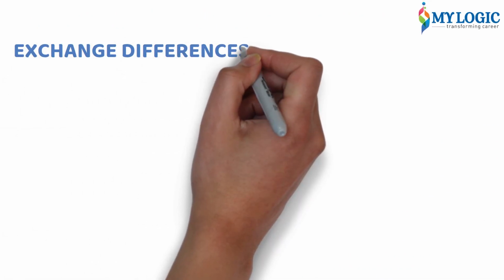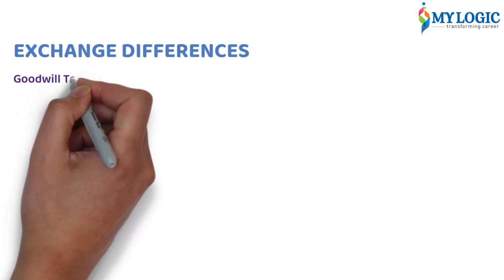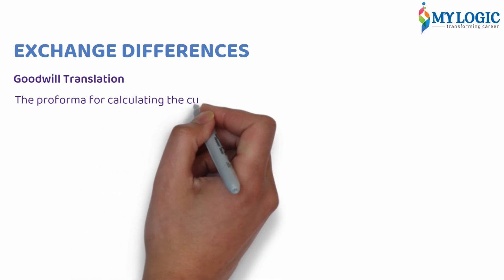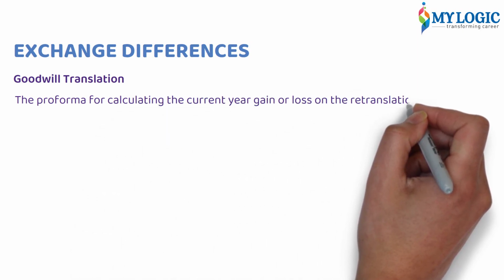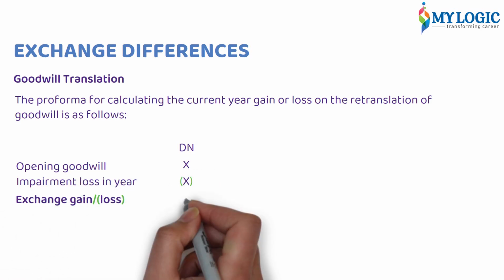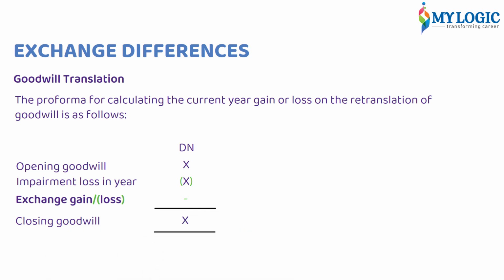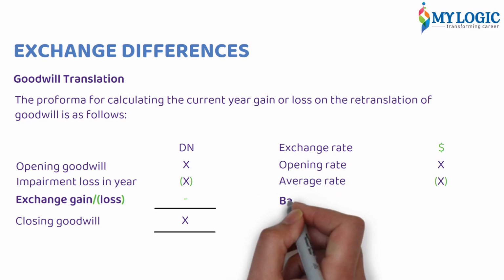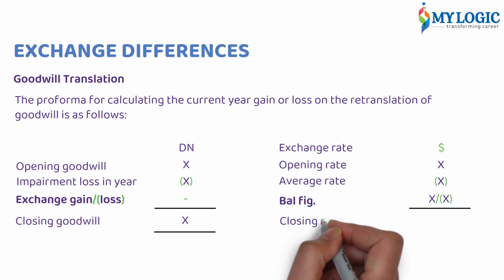Exchange differences. Goodwill translation. The pro forma for calculating the current year gain or loss on the retranslation of goodwill is as follows. Opening goodwill, impairment loss in year, exchange gain or loss as the balancing figure, and closing goodwill. The exchange rates are the opening rate, average rate, and closing rate.